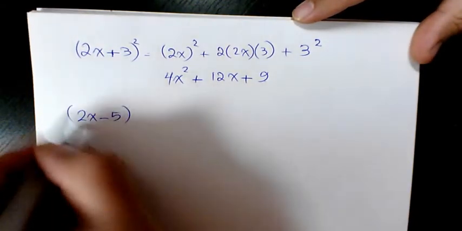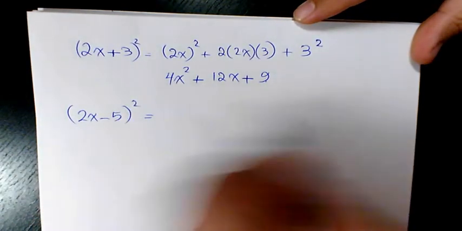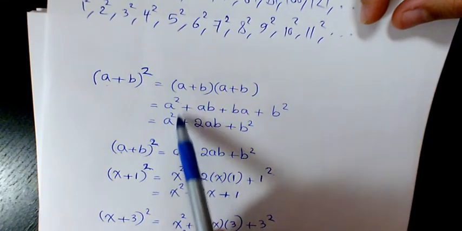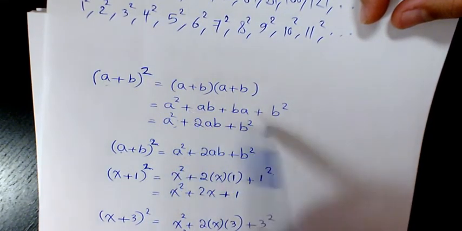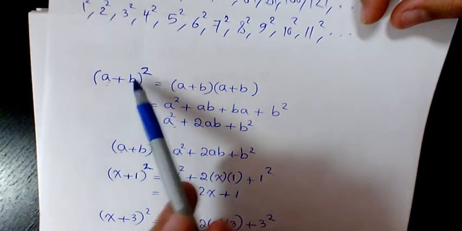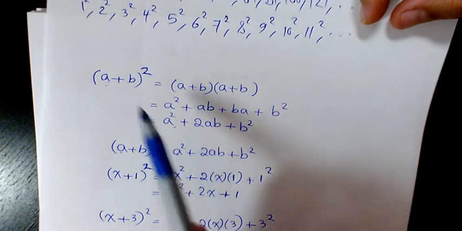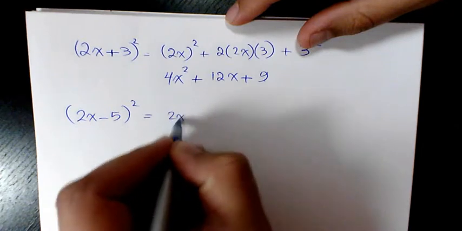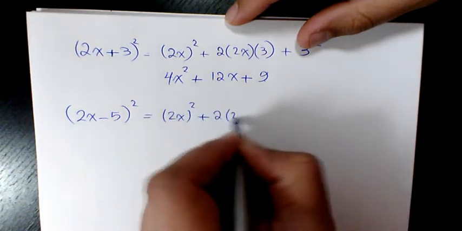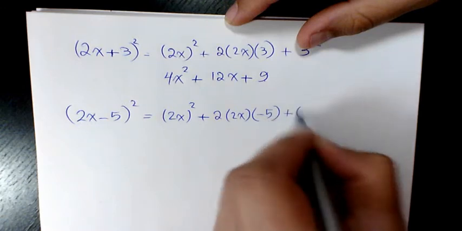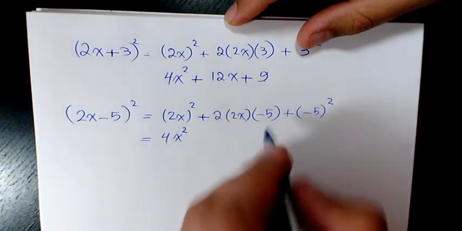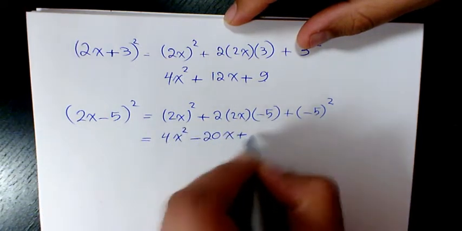2x minus 5 squared, for example. How do we expand it? Without foiling, we can just follow the expression I wrote here again. A plus b squared is going to be a to the power of 2 plus 2ab plus b squared. The first number to the power of 2, the second number to the power of 2, and then the third number is going to be 2 times the first number times the second number. Same thing here: first number to the power of 2, plus 2 times the first number times the second number, plus the last number to the power of 2. That's going to be 4x squared minus 20x plus 25.